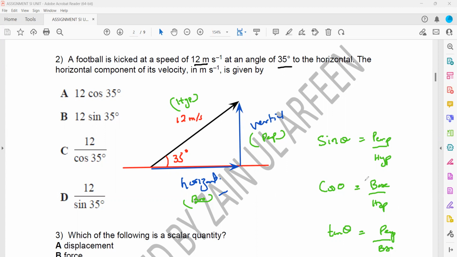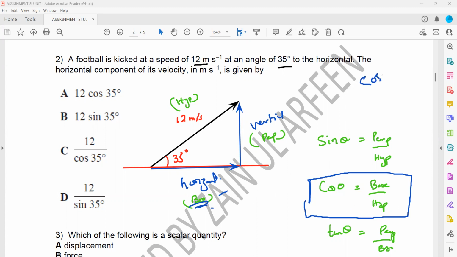So which trigonometric ratio should I use? I should use cosine theta. Why not tangent theta? Because if I use tangent theta, vertical and horizontal are both unknown, so two unknowns will be there. We want the horizontal component, or the base, to be unknown, and one of the other quantities should be known. That's why we are using cosine theta.